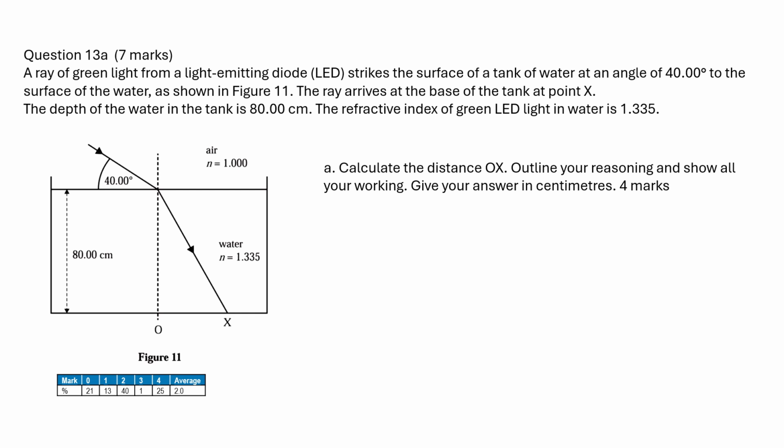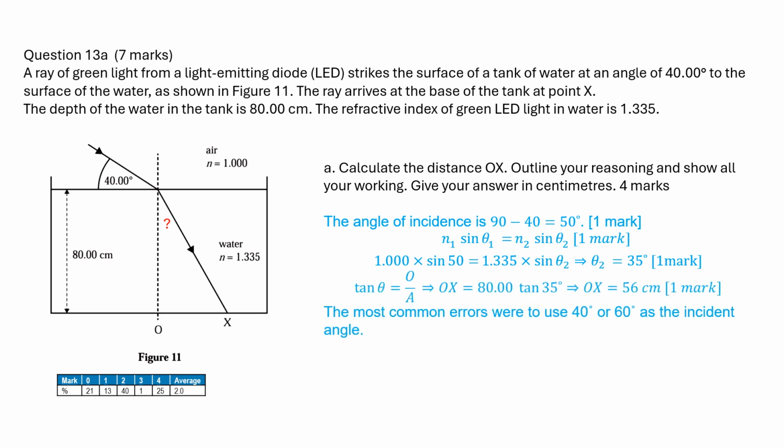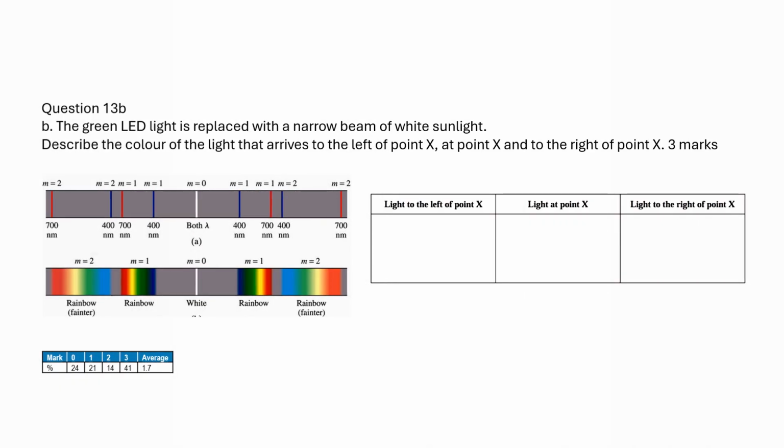To calculate the distance aux, we must know the refractive angle. Using Snell's law, we calculate the refractive angle first. Then, the distance aux is calculated with trigonometric functions. The longer the wavelength, the larger the space between bright bands. The wavelength from shortest to longest is blue, green, and red.